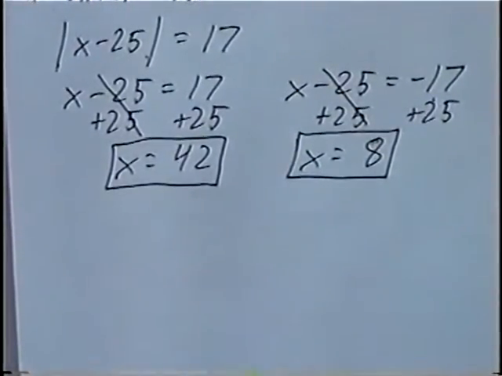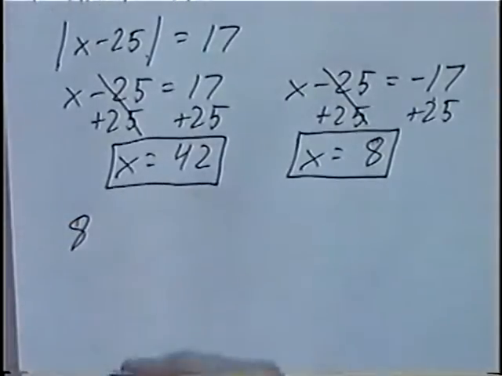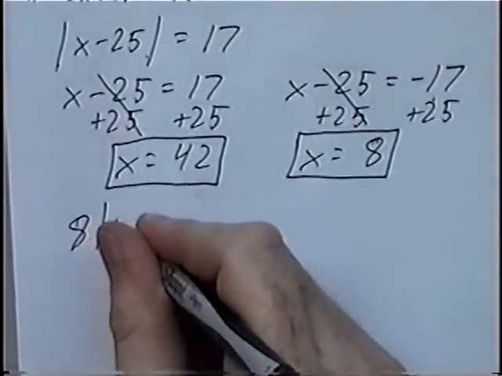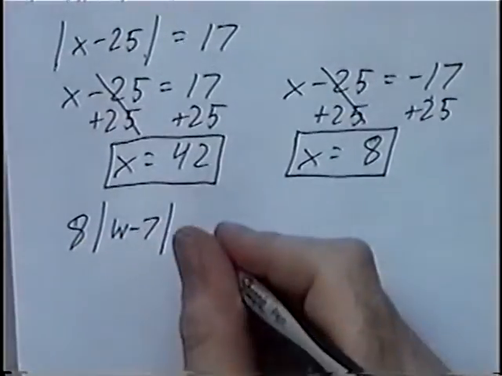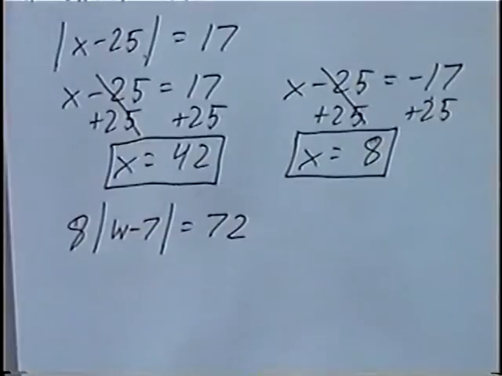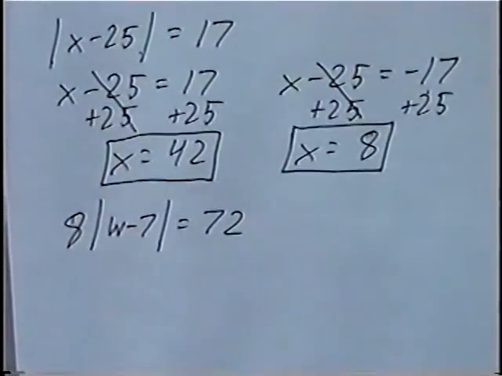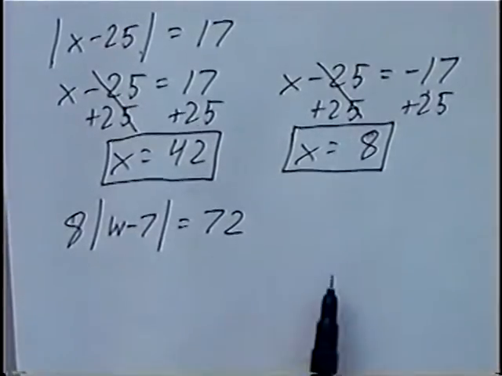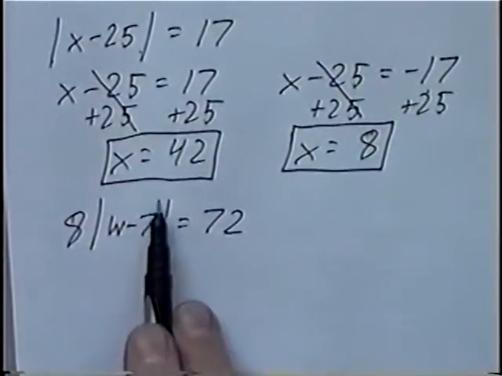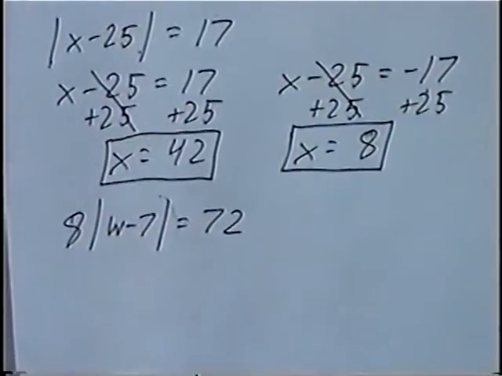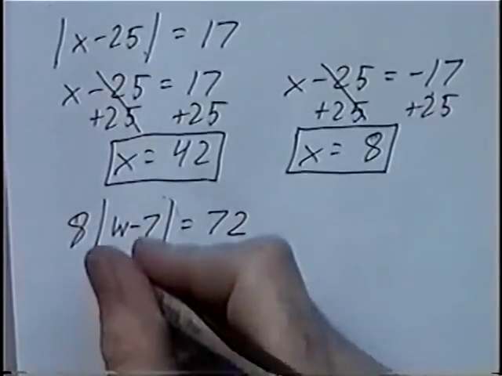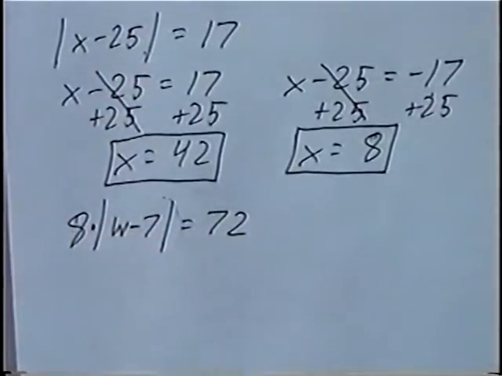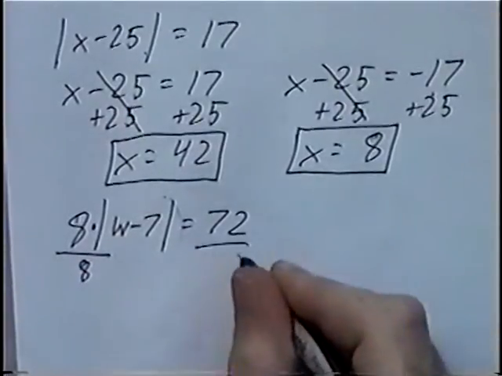Second question for the section is 8 times the absolute value of w minus 7 equals 72. To solve this equation, what we want to do before we write the two separate equations to solve is to isolate or get the absolute value by itself. For this equation, we have to move the 8 to the other side. Since this is 8 times the absolute value, we can divide both sides by 8.